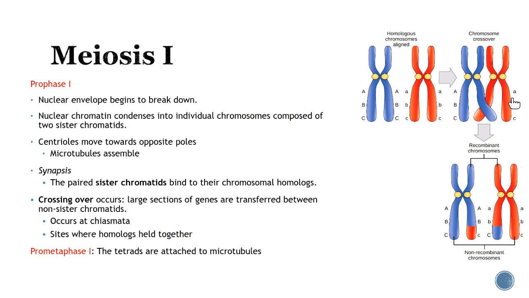So the homologs line up together, so they'll form what's called that tetrad, and then they share parts with each other. In prometaphase 1, the tetrads are going to be attached with the microtubule. So if I take my pencil right here, it's like that microtubule is going to go through and attach on both sides. So this is a whole unit, and it's going to stay together.